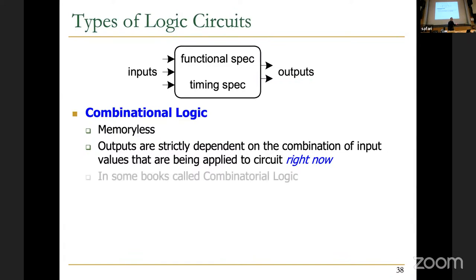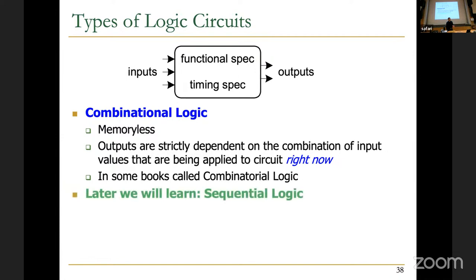Now, clearly, that's not enough. In some books, these are called combinatorial logic. I don't like that terminology. Combinational is much better. Clearly, it's not enough to build a system, because you need some memory to remember what went on.